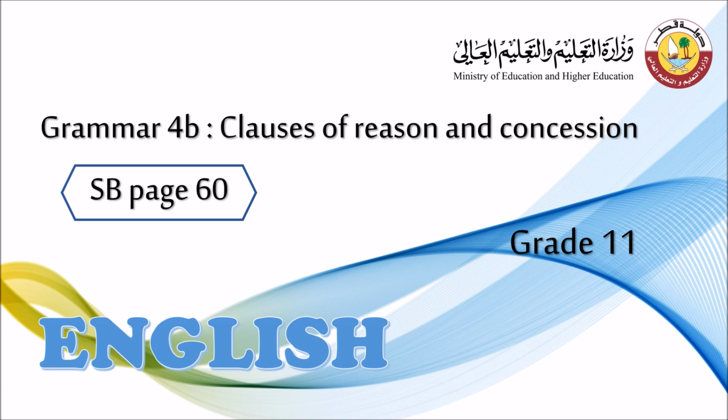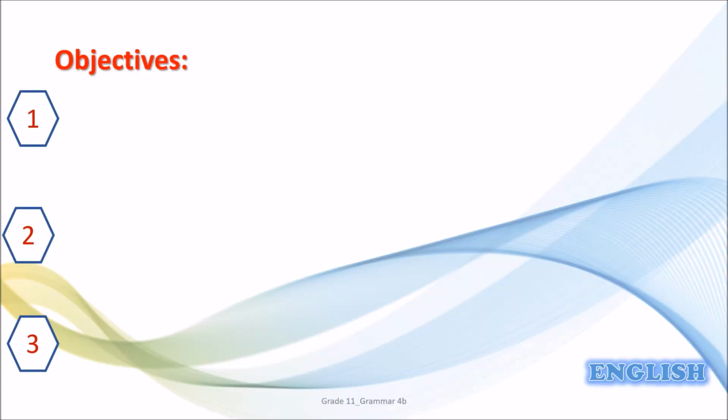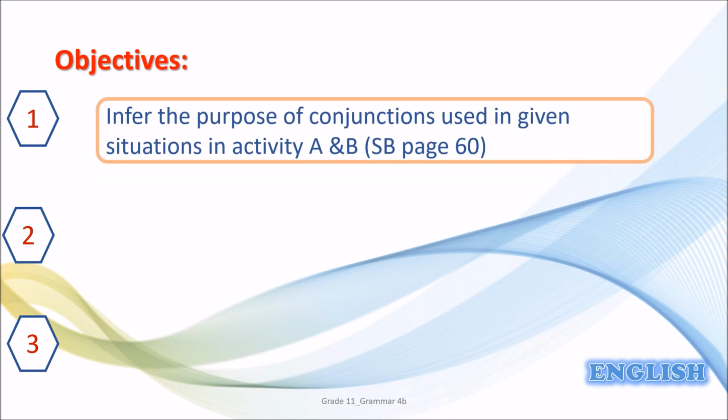So, in today's lesson, we are going to study the clauses of reason and concession. In this lesson, we are going to accomplish three main objectives. First, you will infer the purpose of conjunctions used in given situations through the activity A and B on your student book page 60.